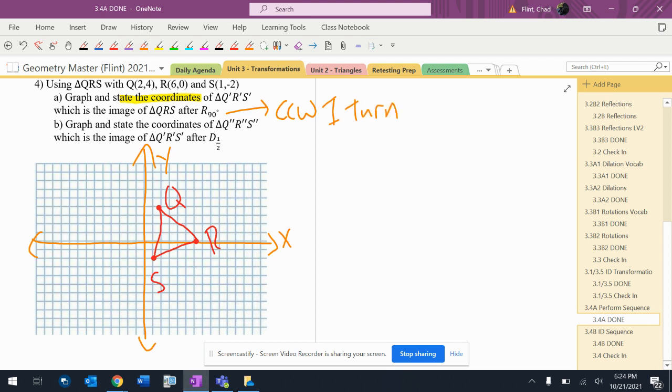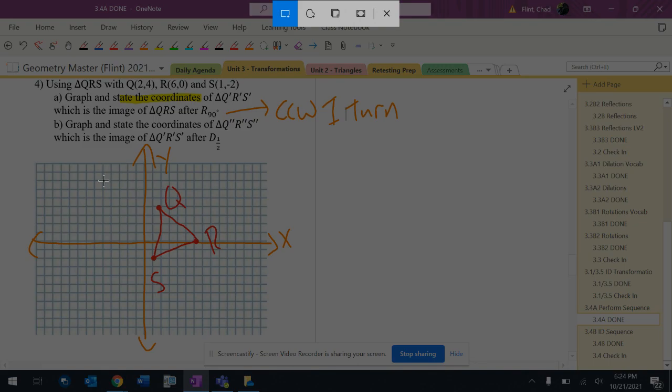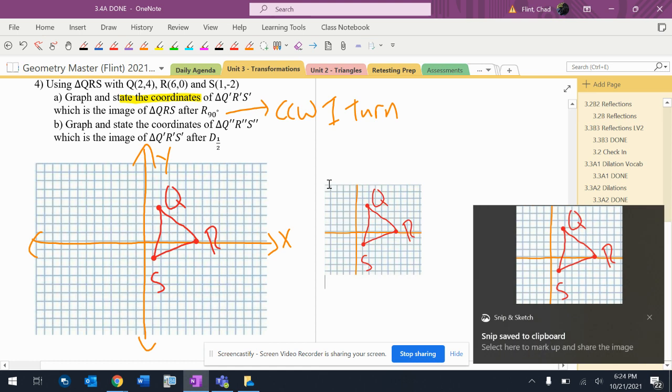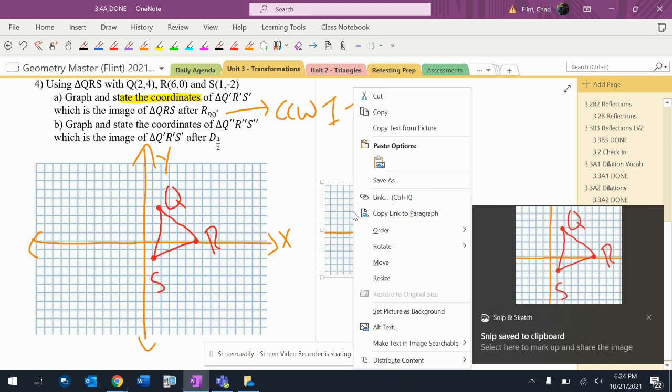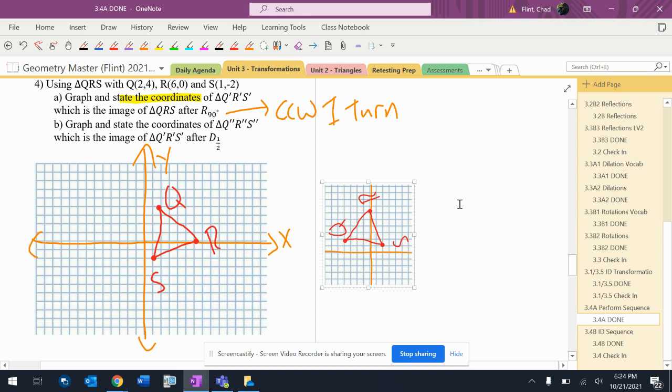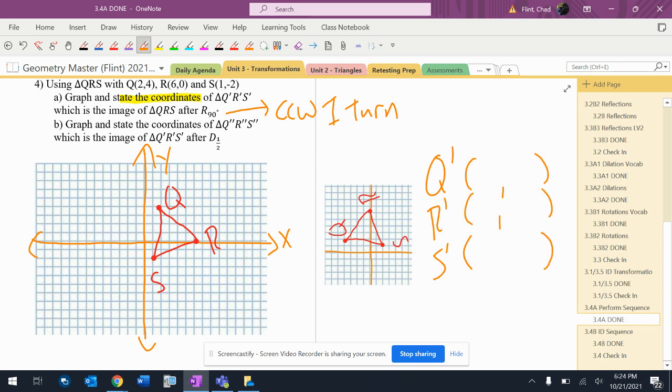Okay, do the same thing I did when we did the rotations. I'm going to come over here. I'm going to draw a little box around it, screen clip it. I'm going to paste it over here on the side, and I'm going 1 turn counterclockwise as soon as that thing pops out of the way. Counterclockwise is that direction right there. So I'm going there. I'm going to write my coordinates down. Here's my state the coordinates piece, so that's nice. Rotations are nice for state the coordinates because I usually have to anyways.